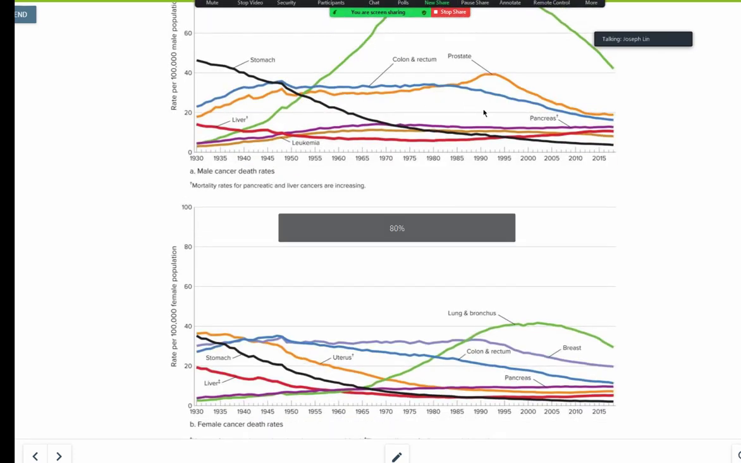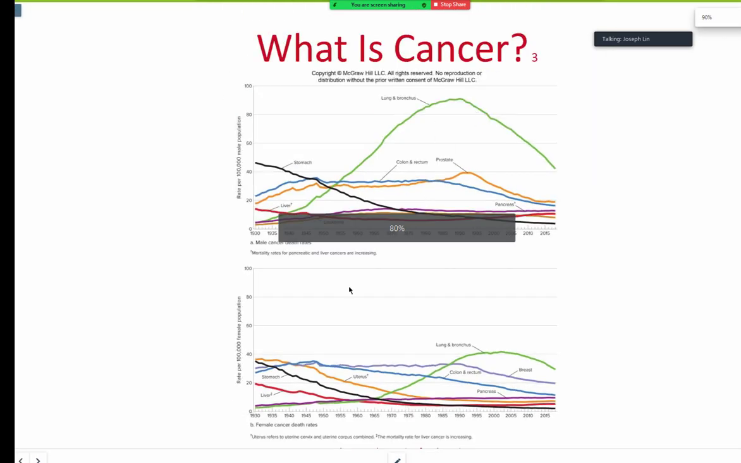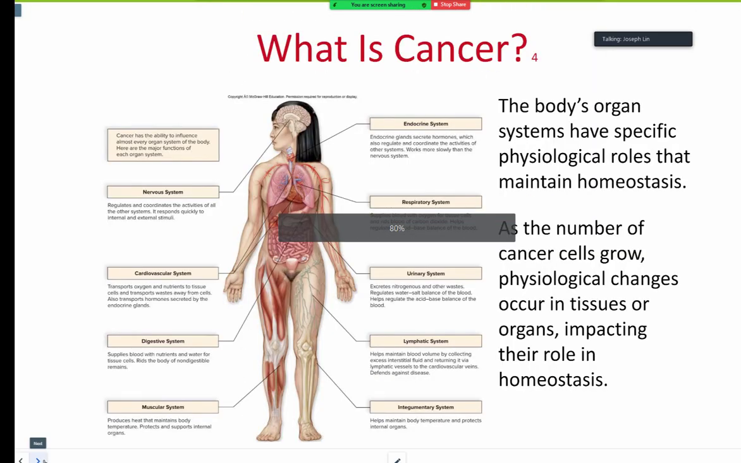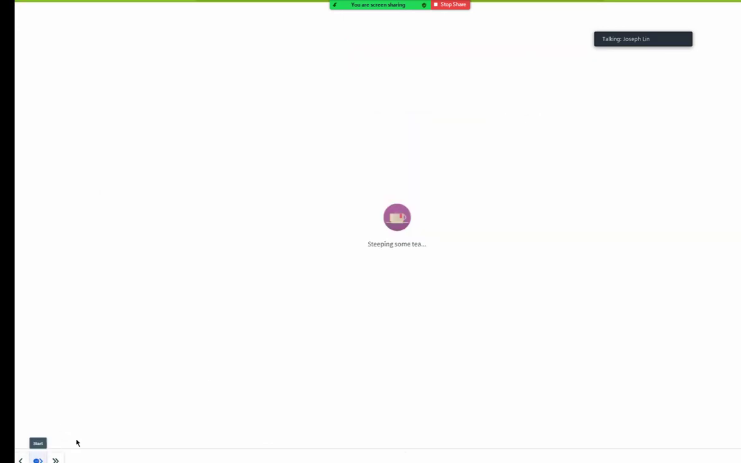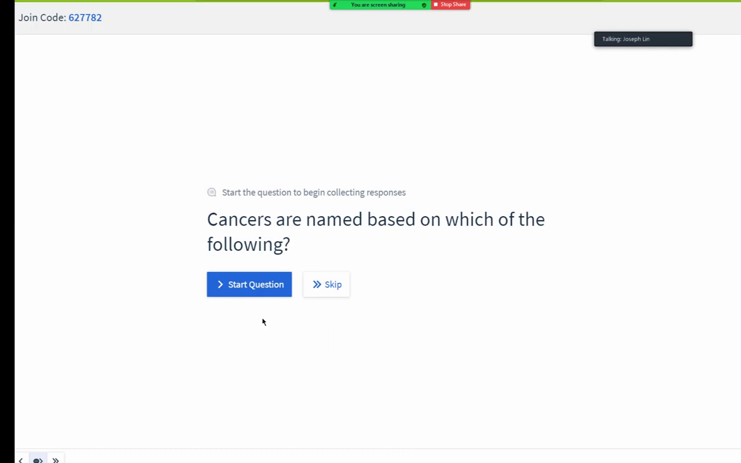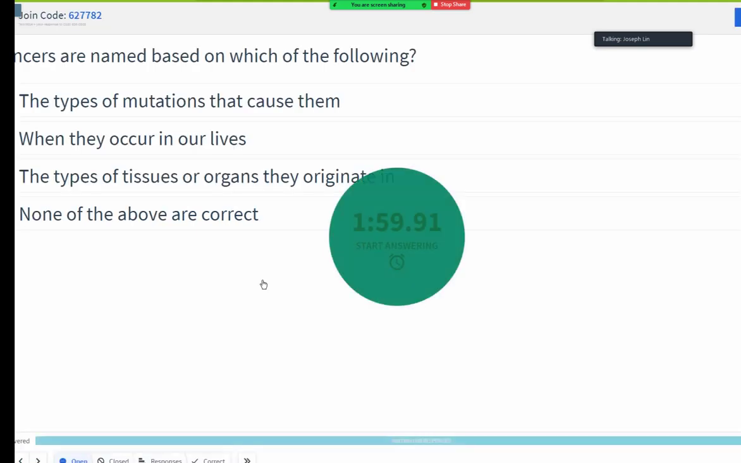So with all this information in your mind, and having compared males and females, I have one question for you for the day. I'll come back to this on Thursday, but let me show you one question for the day. Cancers are named based on which of the following? If you were listening, you should know this, so go ahead and respond. After we finish this question, that will be it for today. That will be the wrap up for today's session. All right, here we go.